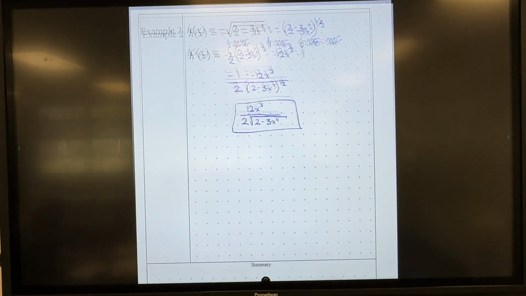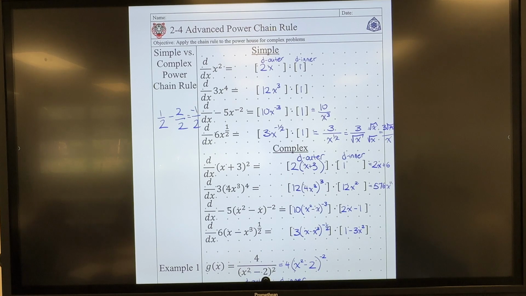All right, our objective today was, can you apply the chain rule to the powerhouse for complex problems? How do you feel on this one? Fist of 5. A 4? A 5? Five, all right.